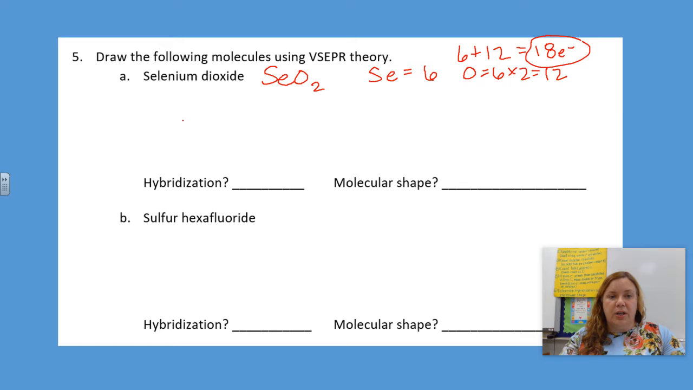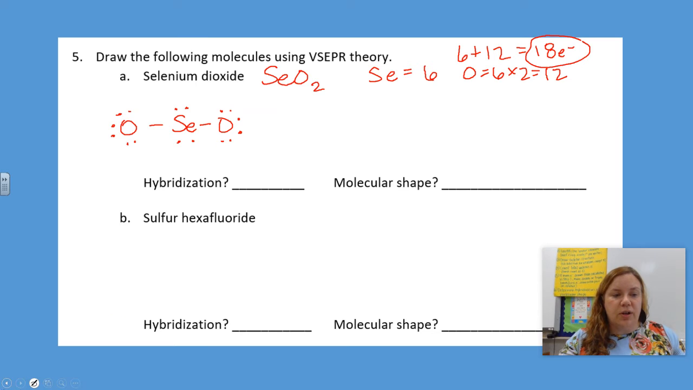Our second step is we're going to create our skeletal structure. So we put our selenium in the middle, and we fill our octet rule, meaning all the atoms have 8 valence electrons. If we look at this oxygen, we've got 2, 4, 6, 8. Selenium, we've got 2, 4, 6, 8. This oxygen, we've got 2, 4, 6, 8. Remember, every bond is equal to 2 electrons. So total, we have 2, 4, 6, 8, 10, 12, 14, 16, 18, 20.